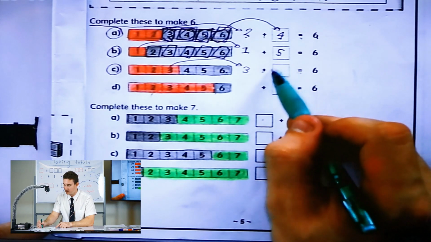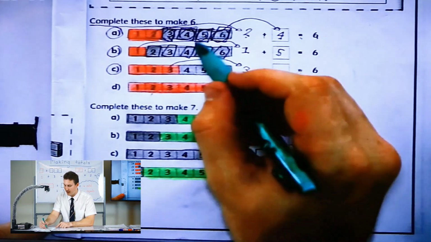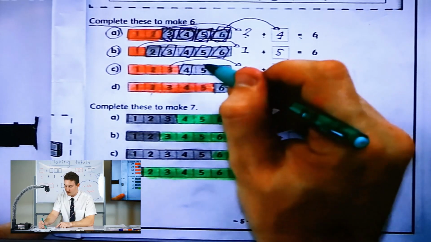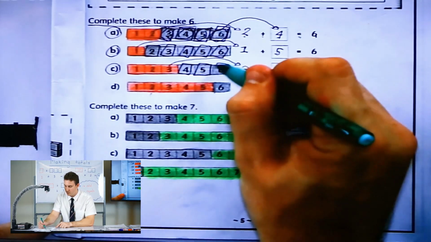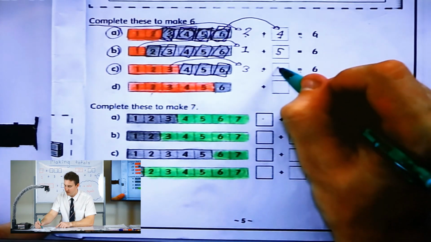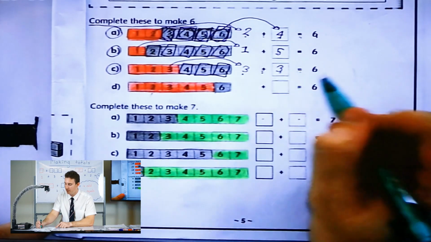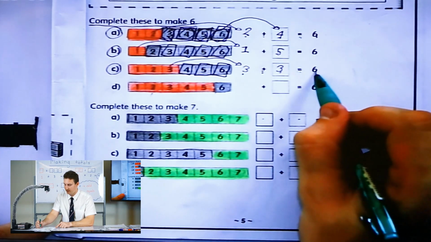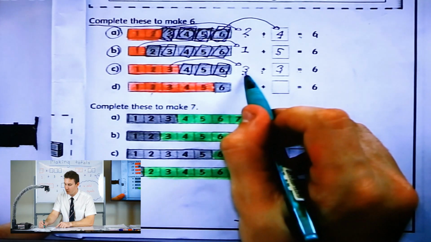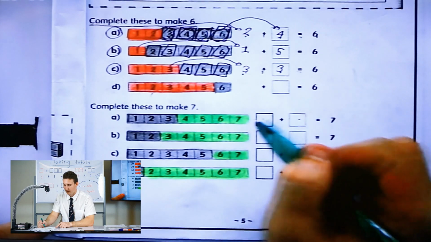And remember, in this box we put the gray numbers. How many? We have 1, 2, 3. Good. And we put them over there. So we have 3 plus 3 equals 6. 3 red numbers plus 3 gray numbers equals 6.